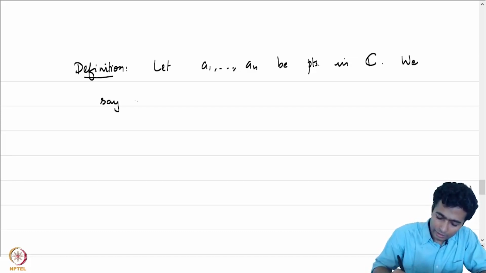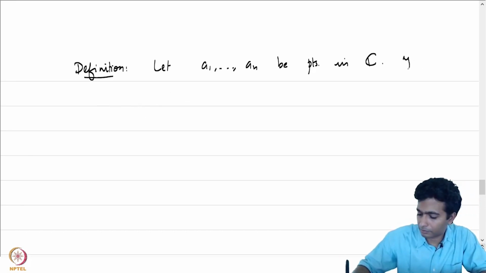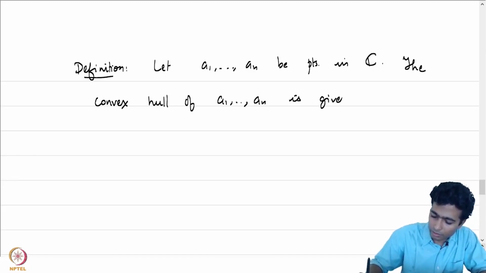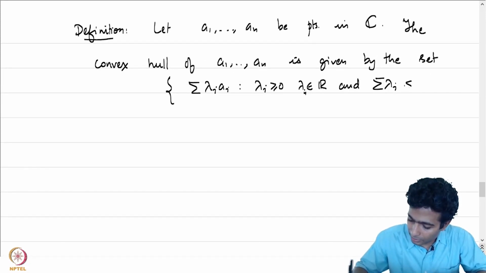We say that the convex hull of A1 to AN is given by the set of all summation lambda_i A_i, where the lambda_i are positive real numbers and the summation of lambda_i is less than or equal to 1.